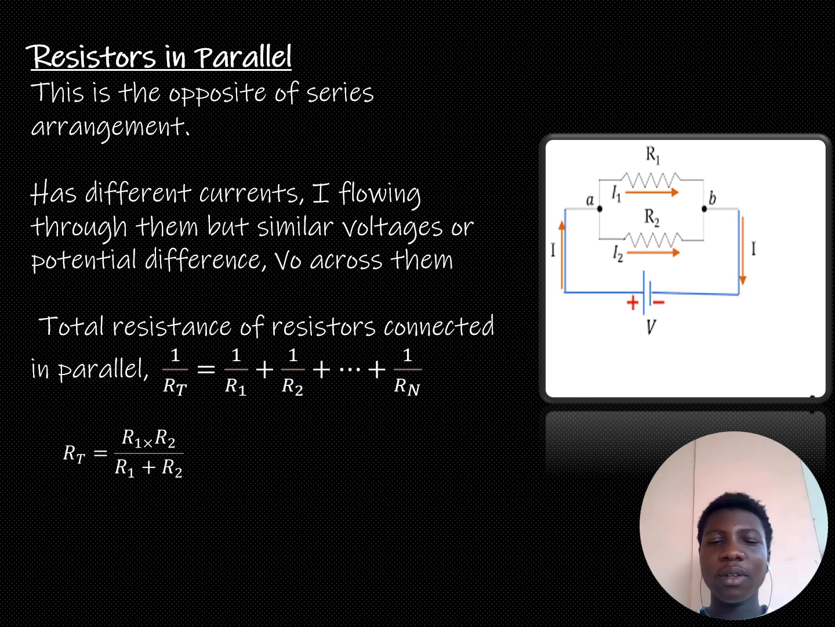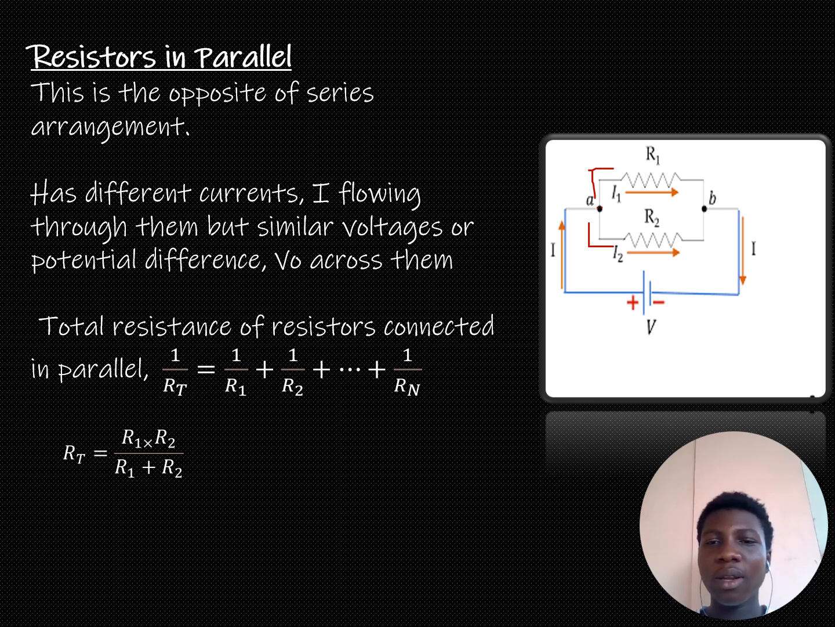Why do they have different current? It's because of the presence of a node, or a junction, the point A. You see, when the current coming from the voltage source reaches point A, it will divide into two. One will move towards here, one will move towards here. So as you can see, one is moving here, one is moving here.